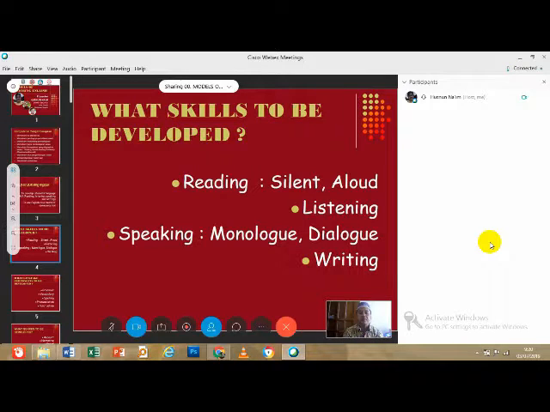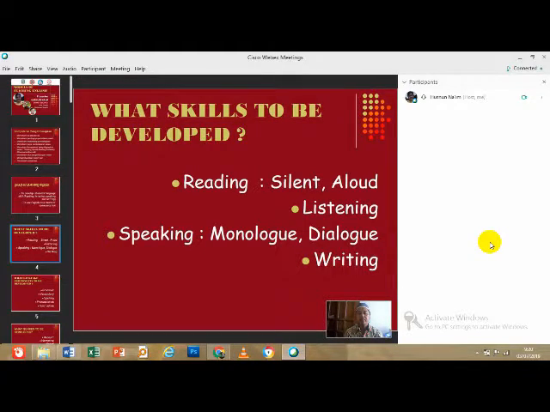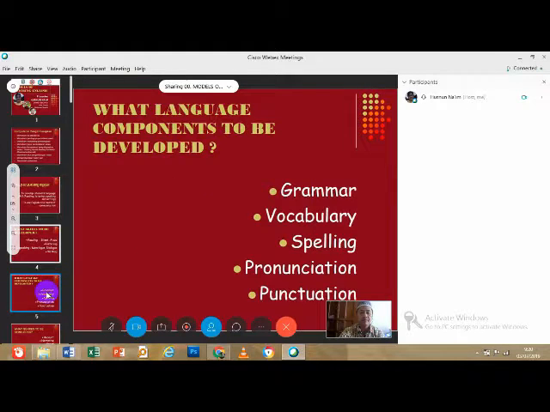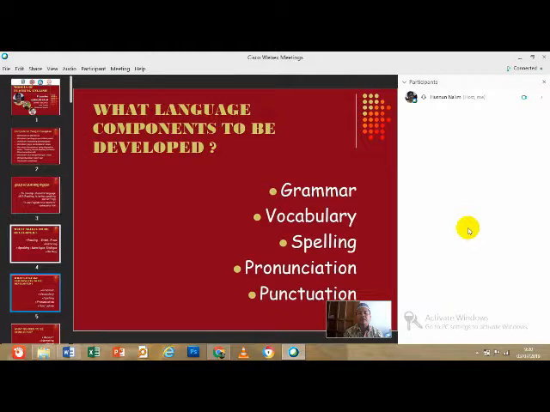What skills are to be developed? The first one is reading, silent and loud. Listening, speaking, monologue, dialogue, and writing. What language components are to be developed? The first one is grammar, vocabulary, spelling, pronunciation, and punctuation.